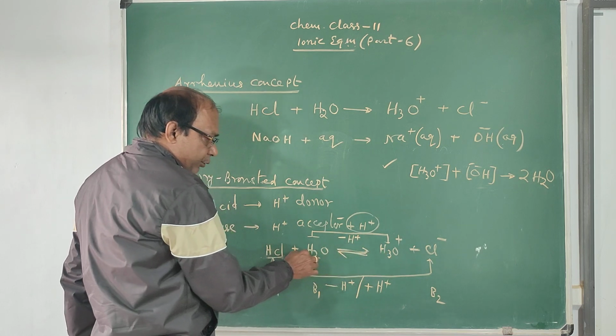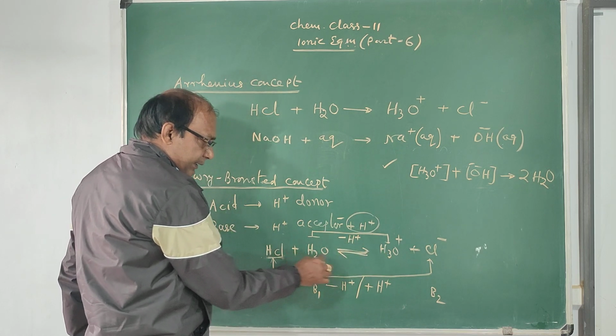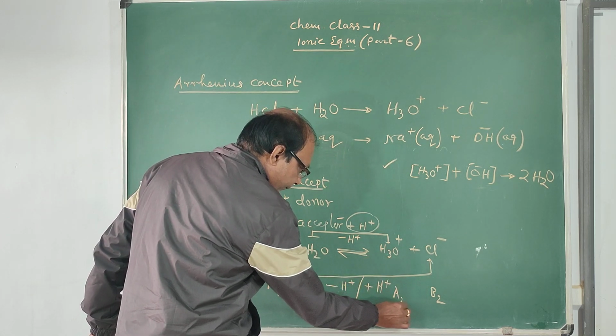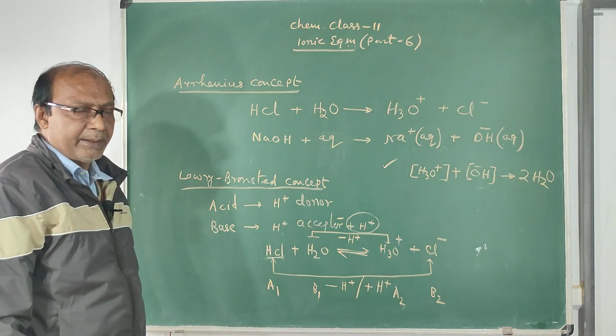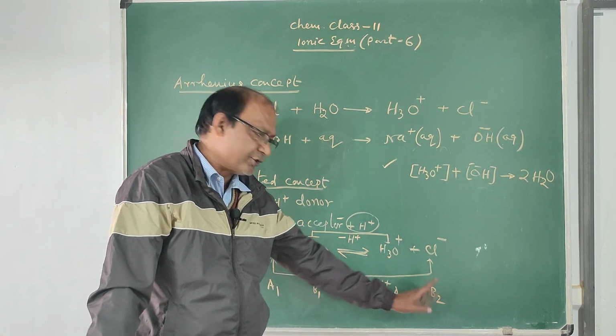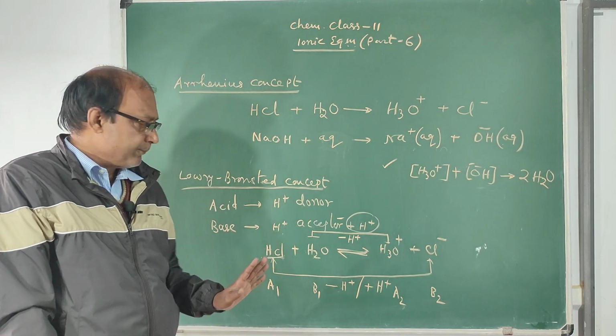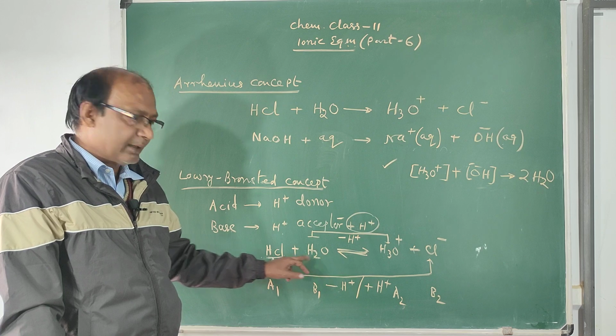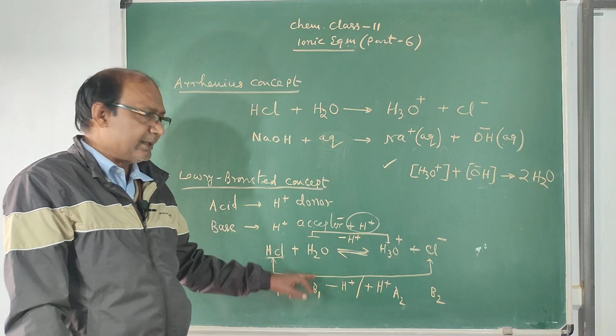It is donating a proton to form water. Therefore, H3O+ is acid 2. Therefore, you have a pair: acid 1, base 1, acid 2, base 2. This concept, you see, is a relative thing. HCl in the presence of water: HCl is the acid and water is the base.